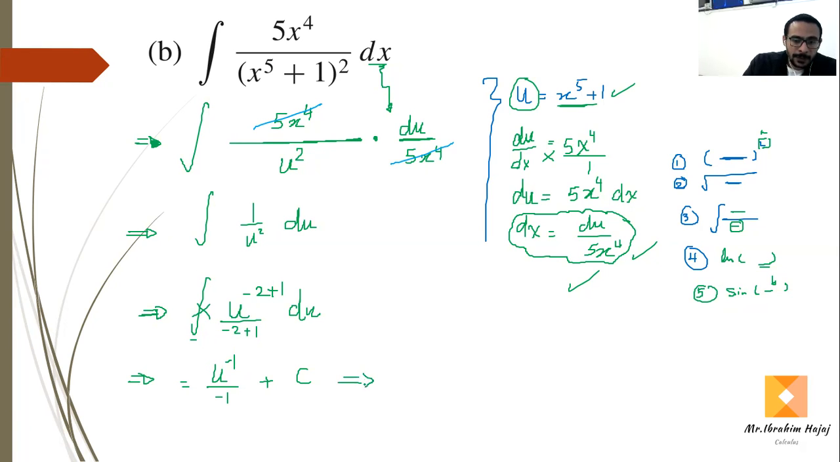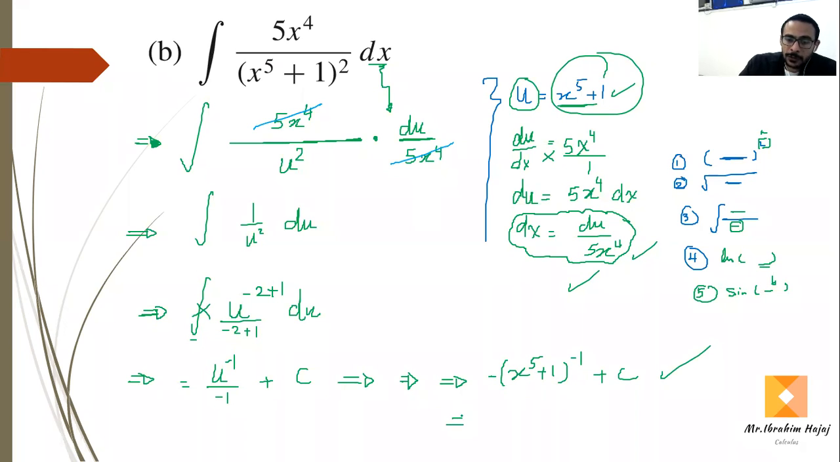Yes, and replace the u again, Abdurrahman. Replace the u by its original value in terms of x. Your answer is (x to the power of 5 plus 1) to the power of -1 over -1, which is -1, negative outside, plus the c. You can leave your answer like this, it's correct. And also you can bring x to the power of 5 plus 1, to the power of -1, down here in the denominator.